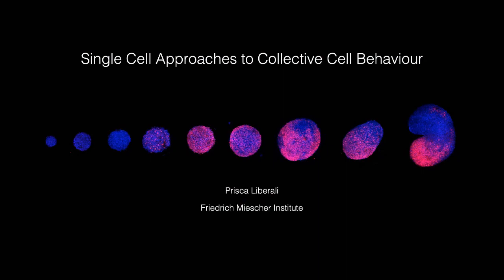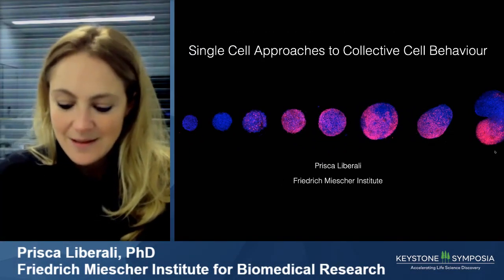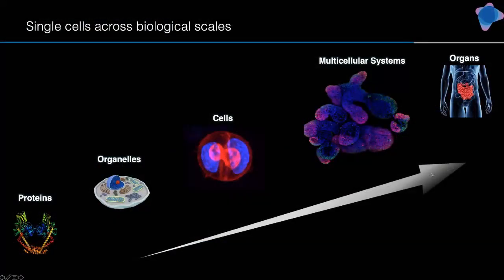Today I will speak about single-cell approaches to collective behavior. The main interest in our lab is to understand how individual cells are first regulated, and then how, bottom-up, these individual cells can create multicellular systems that have higher order properties that are really necessary to create organs and tissues. This multicellular system comes from the coordination of many individual cells. This means that individual cells need to take individual decisions, but they need to be coordinated at the tissue scale. That means they need to know where and when they are.